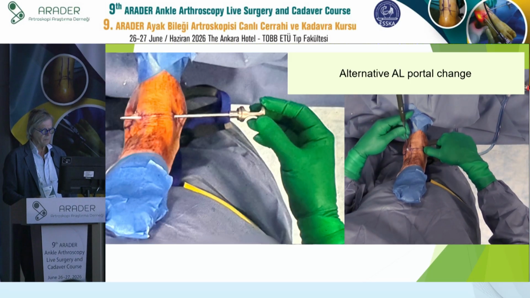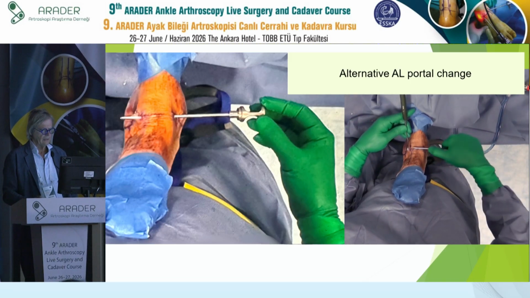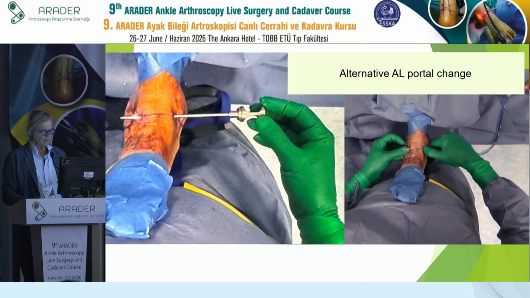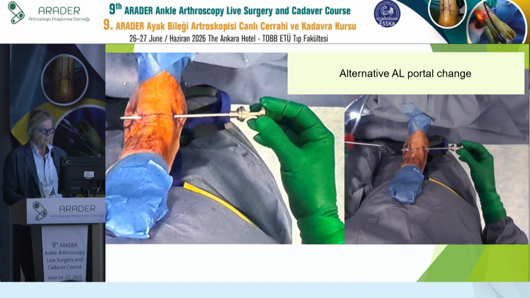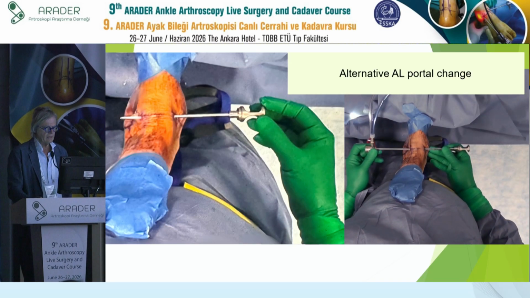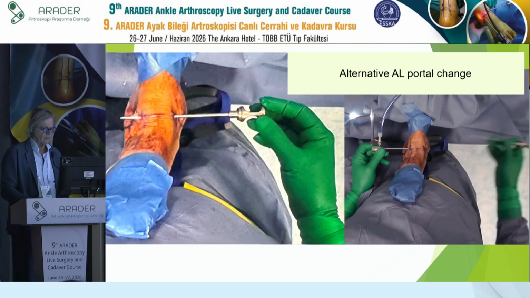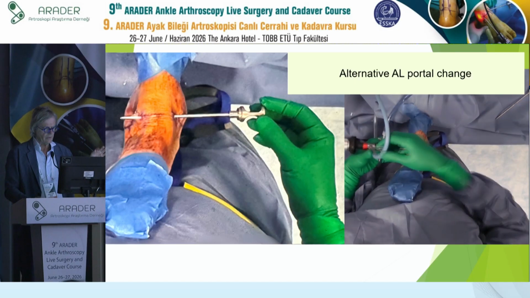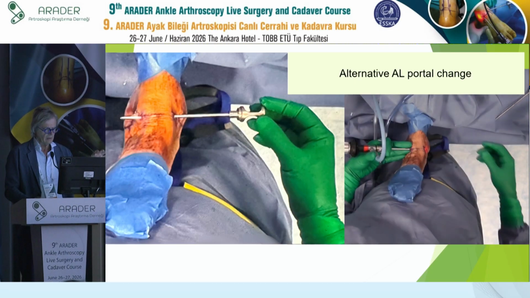Yeah, so this is the lateral portal, level of the lateral portal, and you see my thumb is on it, and I push it through, and then I put on the scope. I can advise you to do it like this. It is more safe for the nerve also, and you are exactly with the scope in the joint at the level of the incision.